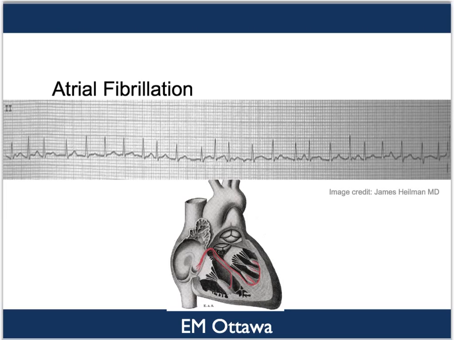Next is atrial fibrillation. In atrial fibrillation, the impulses do not come from the sinus node. Rather, it comes from different foci in the atrium. Therefore, there should be no P waves. And depending on the conduction of these foci down the AV node, atrial fibrillation is irregular. It is still narrow because it is above the AV node.